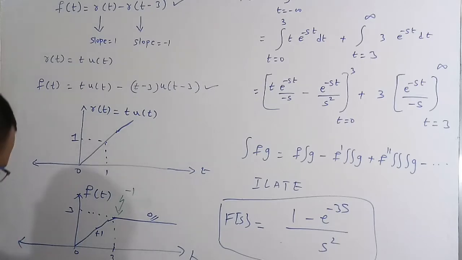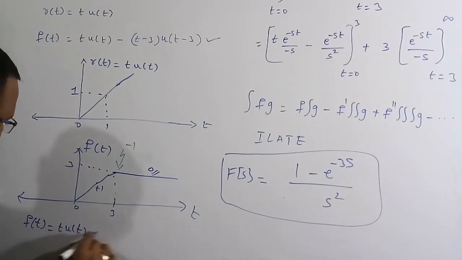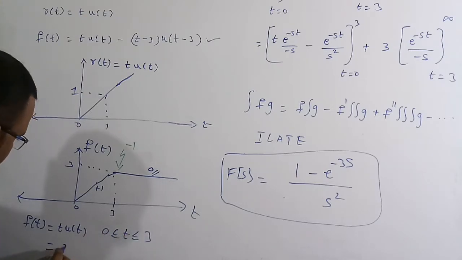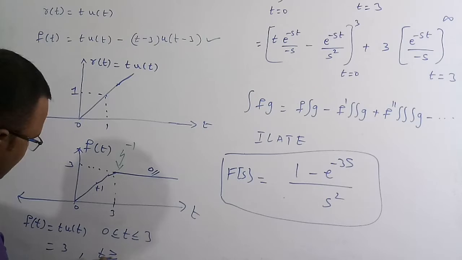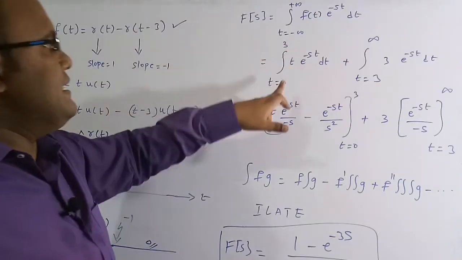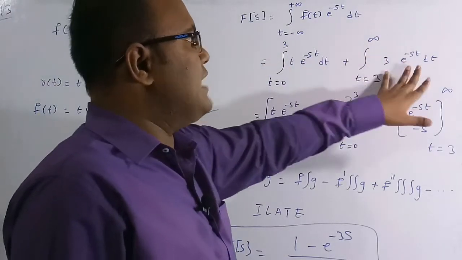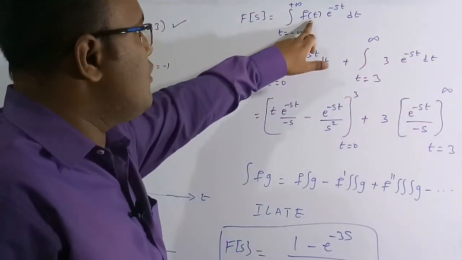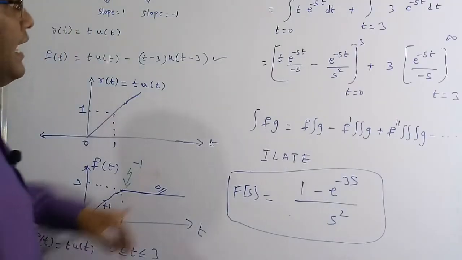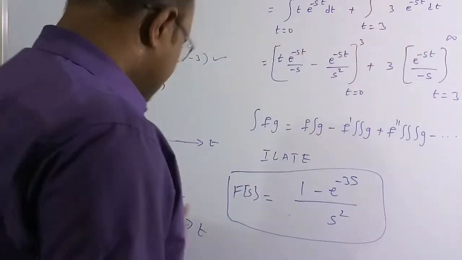So I can write here: f of t is equal to t into u of t for 0 less than or equal to t less than or equal to 3, and it is equal to 3 for t greater than or equal to 3. Now I am going to use this. The integration is from 0 to 3 for one function, and from 3 to infinity for another function. From 0 to 3, the value of f of t is t, and from 3 to infinity its value is 3.